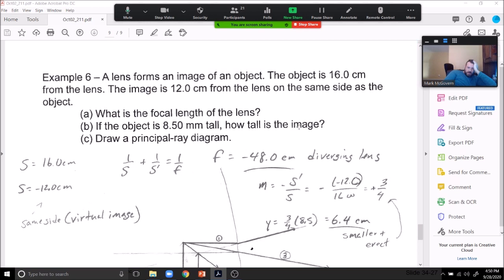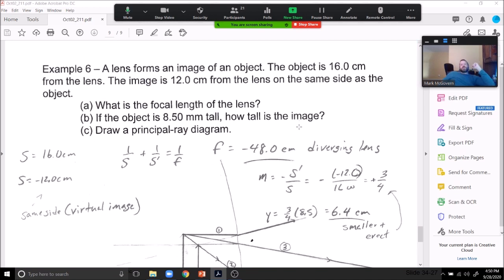What is going on here? A lens forms an image of an object. The object is 16 centimeters from the lens. Oh, we don't know what kind of lens it is, do we? All right. The image is 12 centimeters from the lens on the same side as the object. Oh, maybe we do know. Maybe we do. So, this is good. We don't really know what we're jumping into here, so let's think about it.